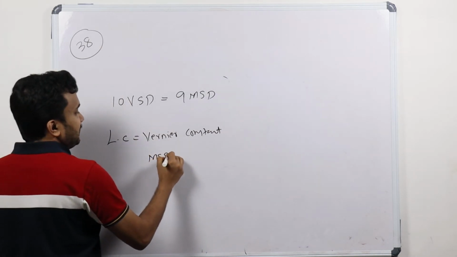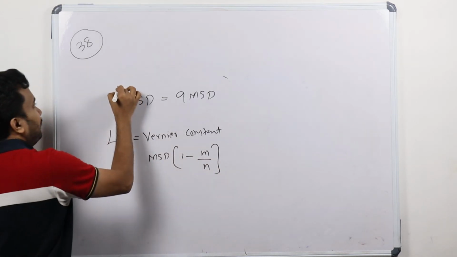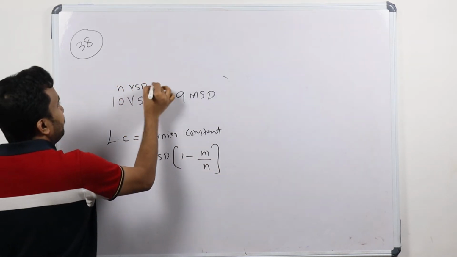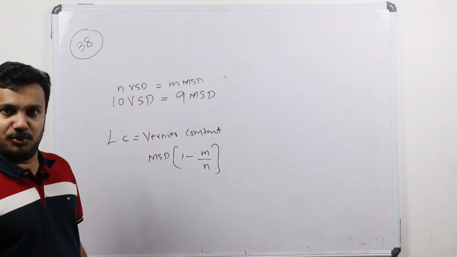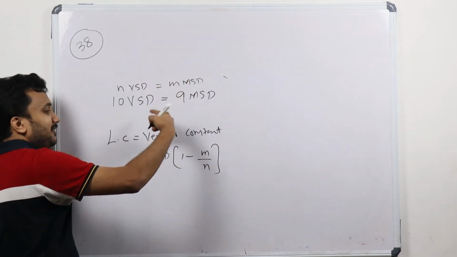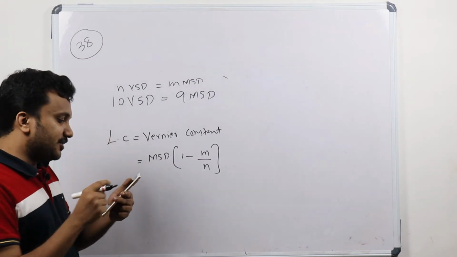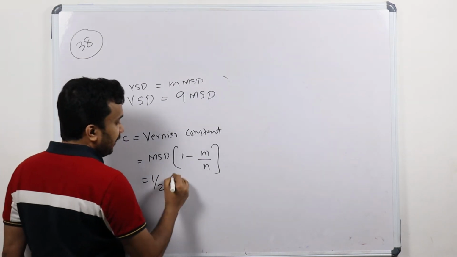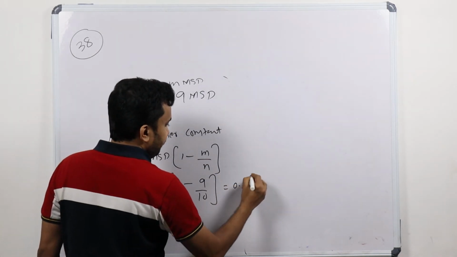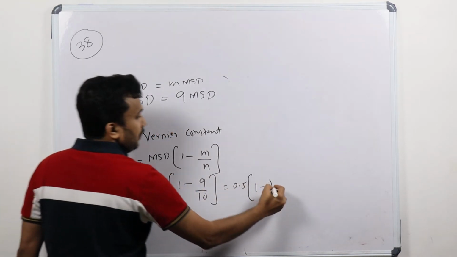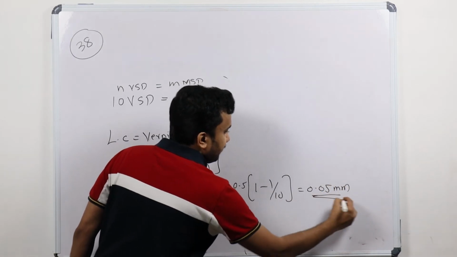What is the formula? MSD, main scale division, multiplied by 1 minus m by n. What is m and n? While I was taking the theory, I told you n times VSD is equal to m times MSD. Mahendra Singh Dhoni, Virendra Singh Dhoni, right? You remember, same. So MSD here, the main scale's smallest division, what is it? Half millimeter, so 1 by 2. 1 minus m is 9, so 9 by 10. So it is 0.5 times 1 minus 9 by 10, which is 1 by 10. So the answer is 0.05 millimeter.